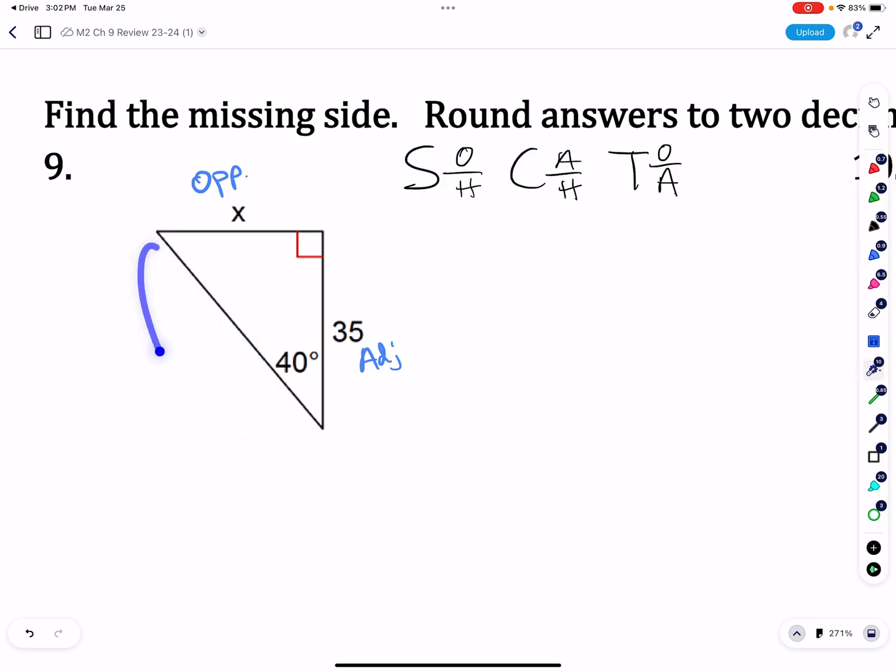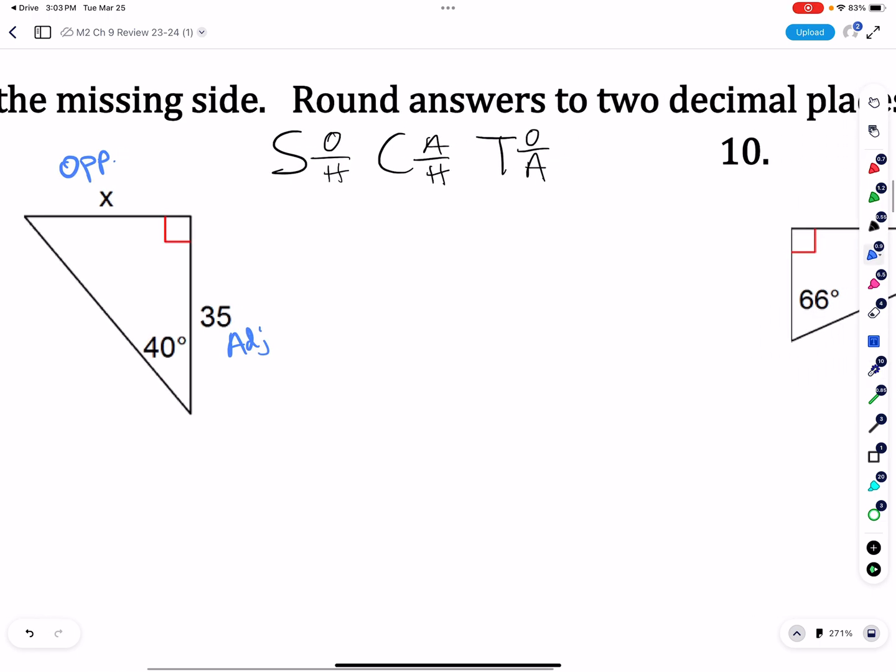So even though I know this is the hypotenuse, I'm not even going to label it because it's not going to do any good for us. This is the only two that we're going to use. Opposite, adjacent. So now we have to look at our trig functions and determine which one has opposite over adjacent. And that's going to be our tangent. These other two use hypotenuse, which we're not going to use, so we can eliminate these two. So it's going to be tangent.